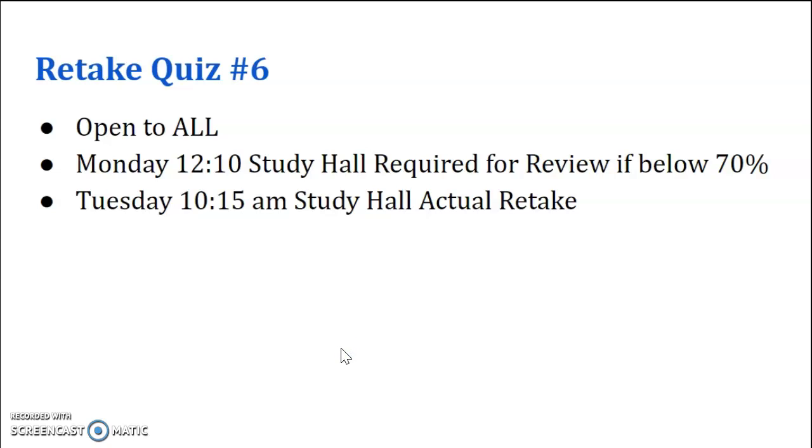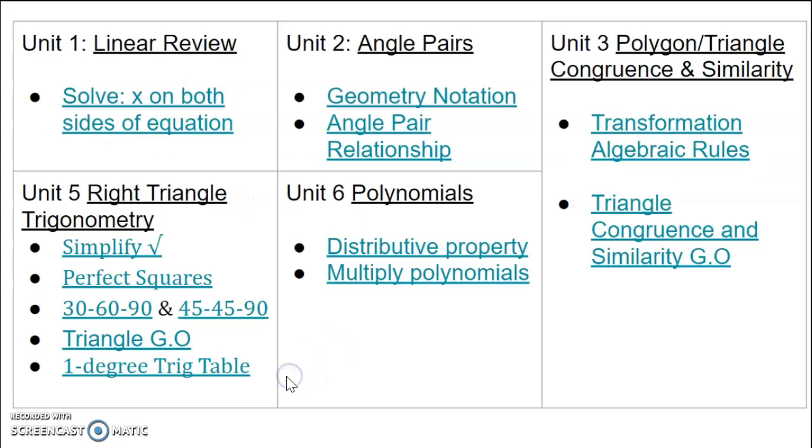The retakes for quiz number 6 that you just took last Thursday is open for all. If you scored less than 70%, you do need to attend the study hall. That's on Monday at 12:10. And then on Tuesday, 10:15 a.m., study hall will be the actual retake. Those of you who feel you are very ready to take the retake, you can certainly contact me about it.